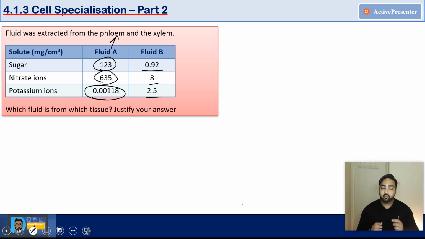Okay, so one of the key things that you need to be able to do is work out which one's which according to the solutes that tissue carries.